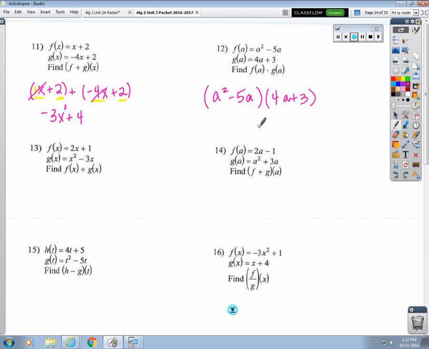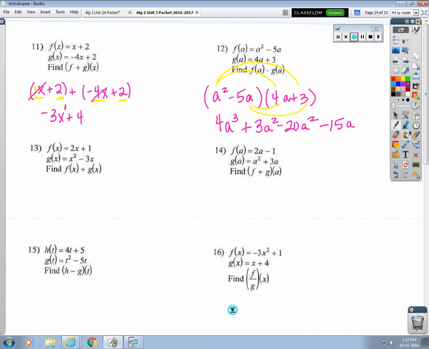So how do you multiply two functions? Well, distribute, and in this case we can use FOIL because it's a binomial times a binomial. So a squared times 4a is 4a cubed. Those are my first terms. Now I can do my outer terms. A squared times 3 is 3a squared. Then I can do my inner terms, which are negative 5a and 4a. Negative 20a squared. And then I can do my last terms, which are negative 5a and 3, and what does that give me? Negative 15a.